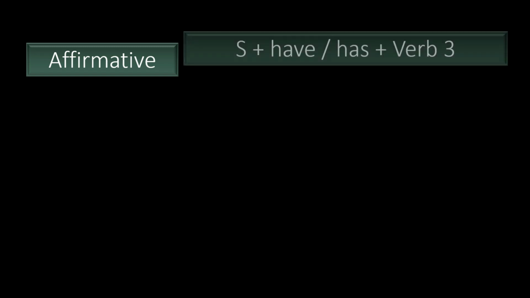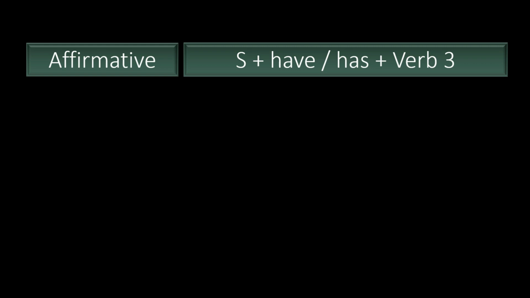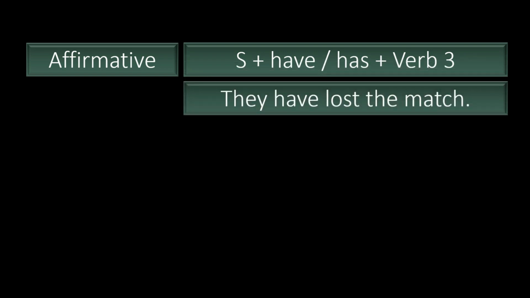Let's look at three different types of sentences. Affirmative sentence, also called a positive statement. Next, negative sentence, and interrogative sentence, nothing but a question. Affirmative sentence structure is this: subject plus have or has plus verb 3. Let's have an example here. They have lost the match. They, subject, have lost, verb, the match, that's the object of course.